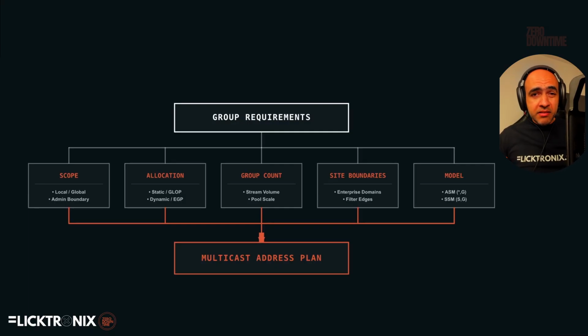GLOP provides us an interesting mechanism that we could think about. It derives the address from an autonomous system number, but GLOP was designed around 16-bit AS numbers. With 32-bit AS numbers, that mechanism no longer provides the same mapping. Don't forget that. There is an alternative noted in RFC 6308. It involves including unicast prefix-based allocation and other allocation mechanisms. What I want you to remember is that multicast addresses need governance at the end of the day.